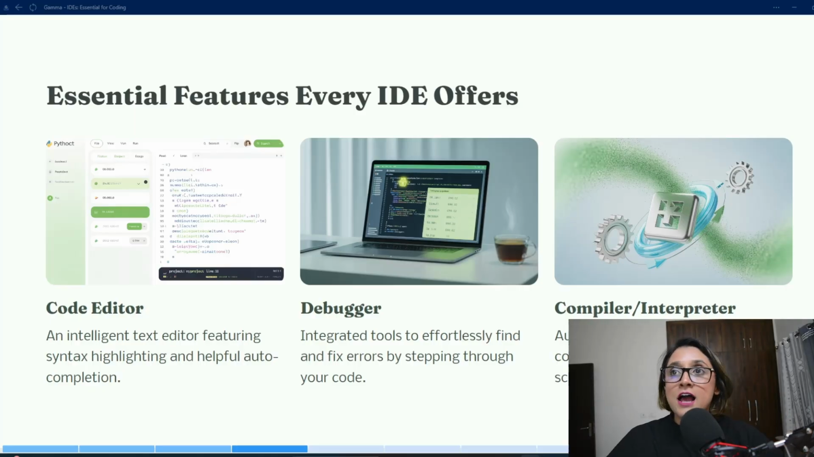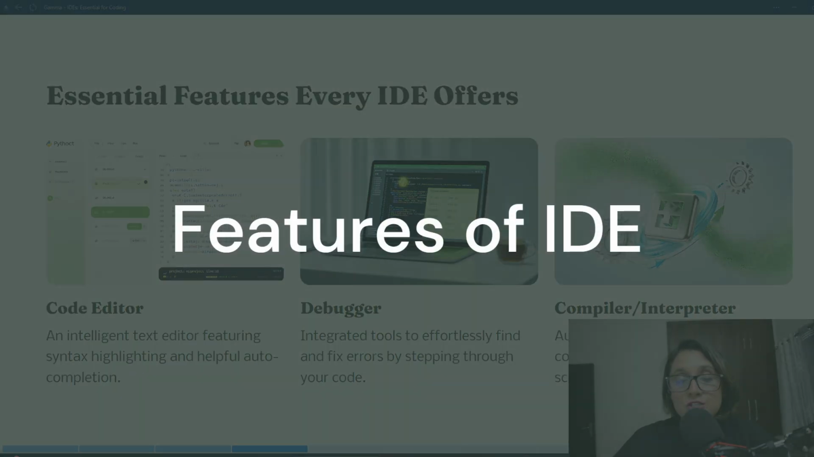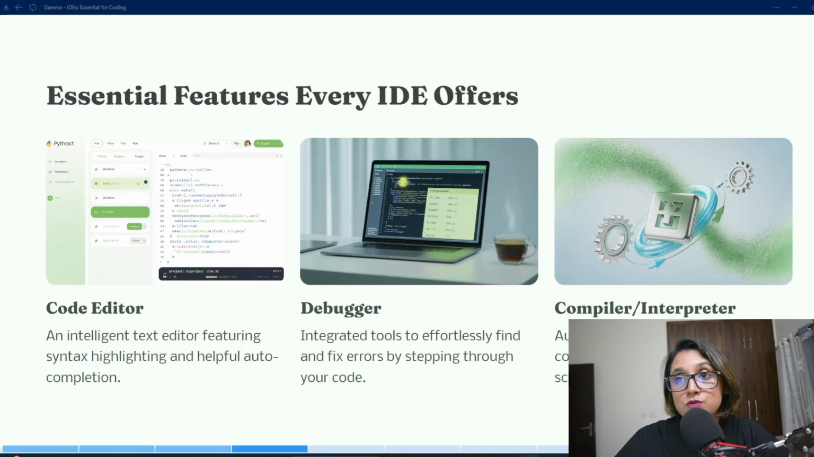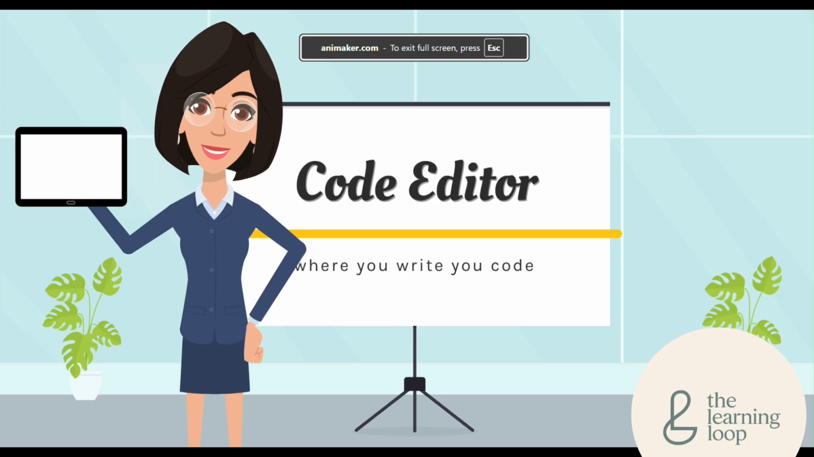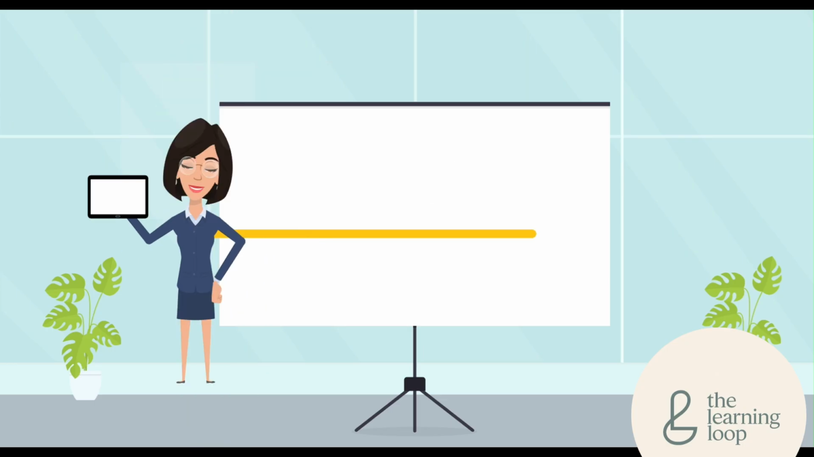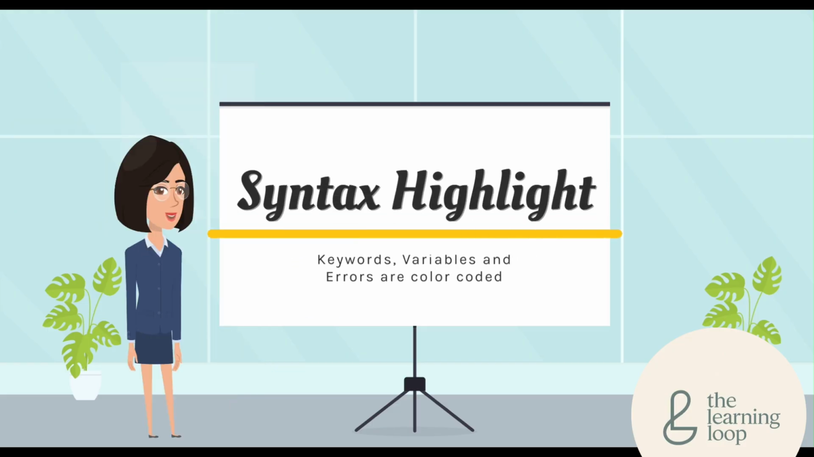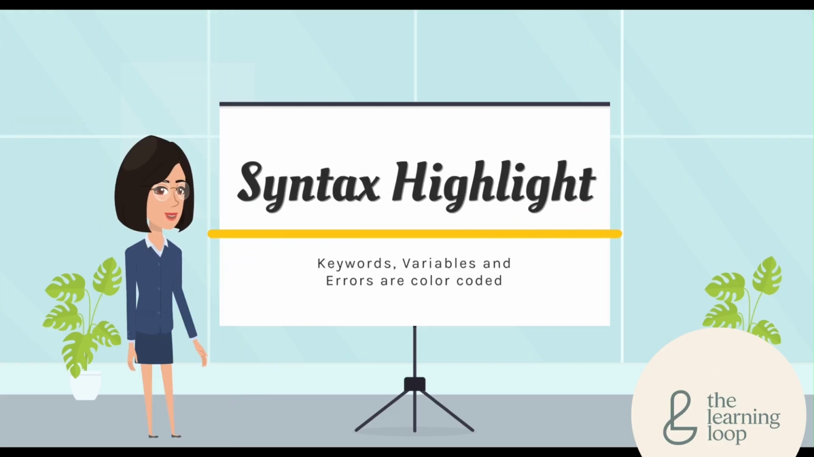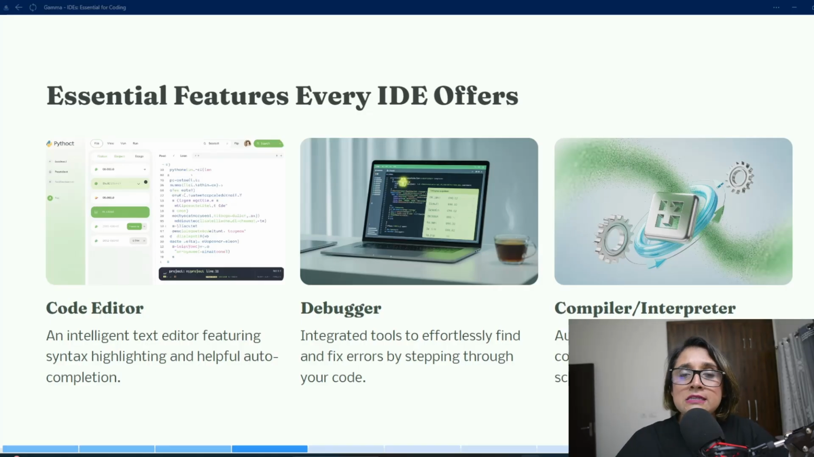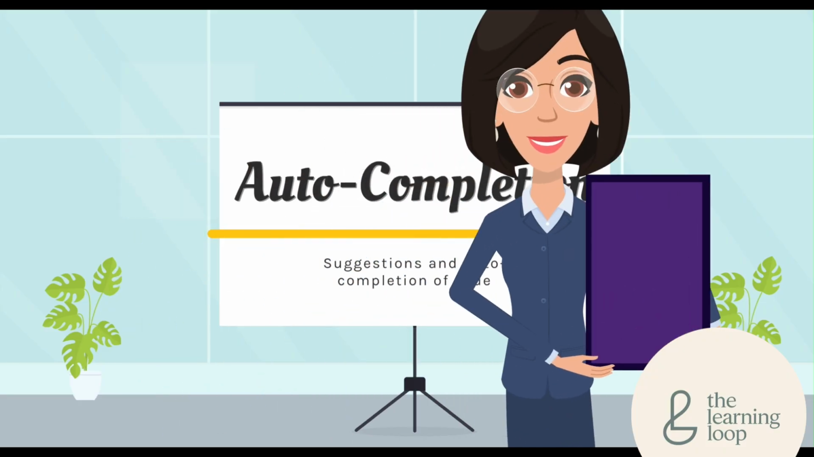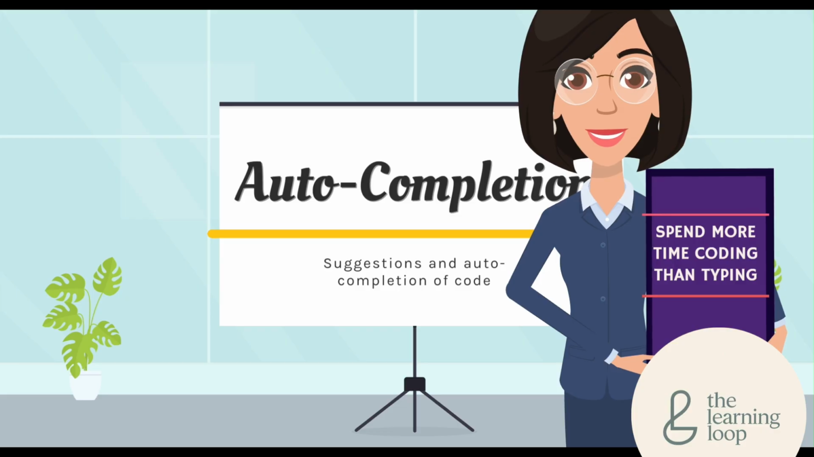All right. Let's talk about the essential features that every IDE brings to the table. The first up is the code editor. This is where the magic begins. Take this as a canvas where your code comes to life. Most IDEs come with syntax highlighting, where your keywords, variables, and errors are color coded. They also come with auto completion, so that you type less and code more.